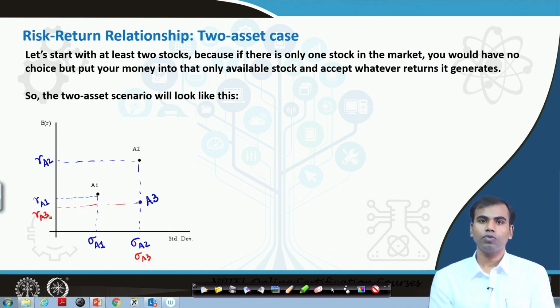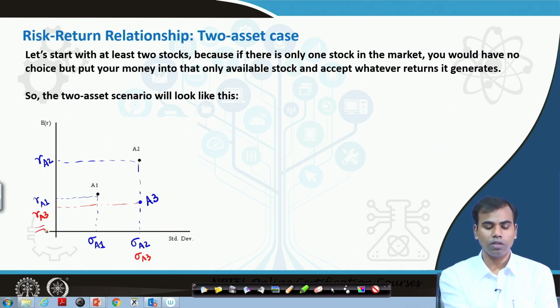So, no investor would want to invest money in asset 3, because it offers a lower rate of return for the same amount of risk. For the same amount of risk, that is sigma A2, the investor has a choice to invest in asset 2, where he can get a higher rate of return. So, in this scenario asset 3 would not exist. It will disappear from the market.